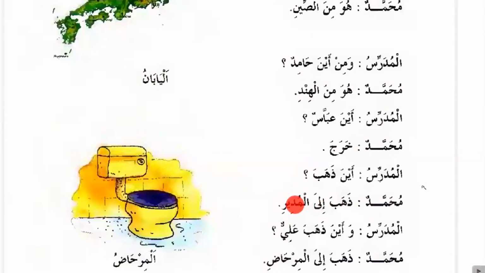Okay. So Muhammad is replying, Zahaba ila al-mudiri. He went to the principal. So the Mudarris says, Wa aina zahaba Aliyun? And where did Ali go? So Muhammad replies, Zahaba ila al-mirhad. He went to the mirhad. The mirhad is the toilet. You can see there's a toilet here. So this is called the mirhad. Al-mirhadu, the toilet. But because of the harf al-jar, you can say al-mirhadi with kesra.